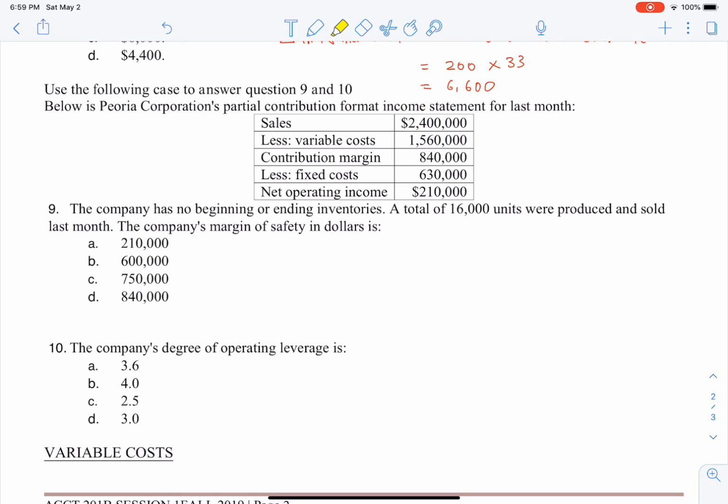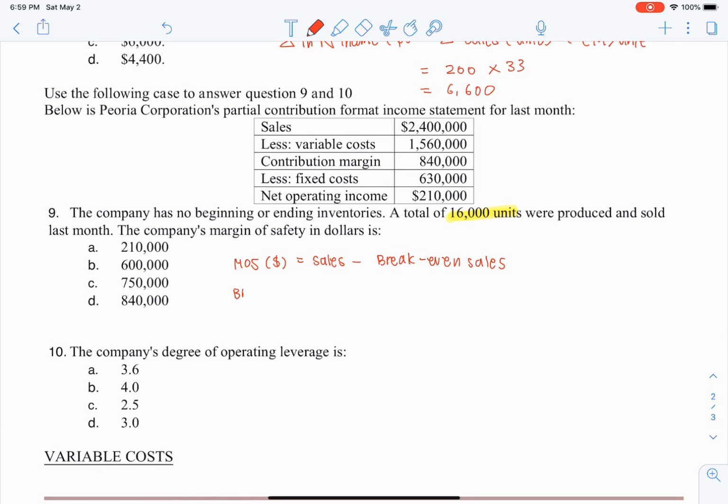So use the following case to answer 9 and 10. For number 9, the company has no beginning or ending inventory. A total of 16,000 units were produced and sold last month, and the company's margin of safety in dollars. So the margin of safety in dollars is going to be the sales, subtract our break-even sales. And the break-even sales was not given in the problem, so we also have to calculate the break-even.